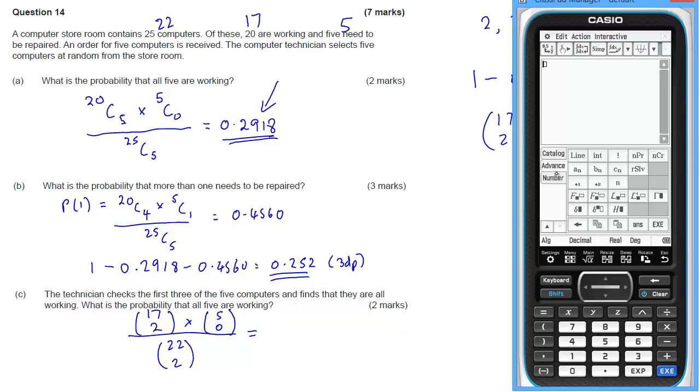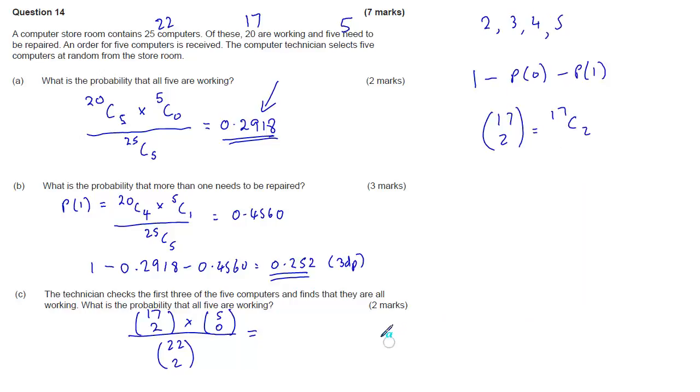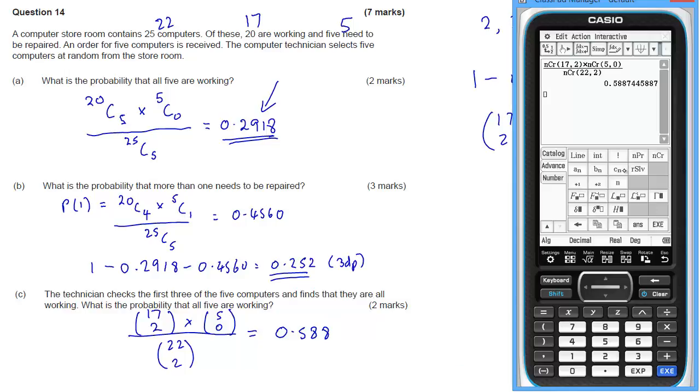So, fraction, and we want nCr 17,2 close bracket multiplied by nCr 5, 0, and we want to divide that by the 22, 2, and that gives me 0.588. That was a 7.